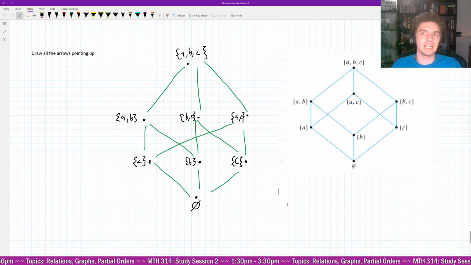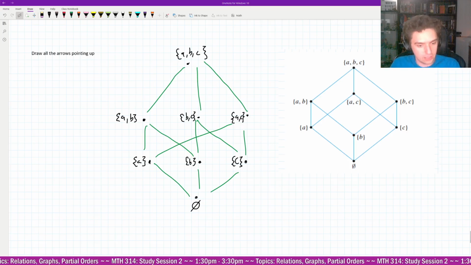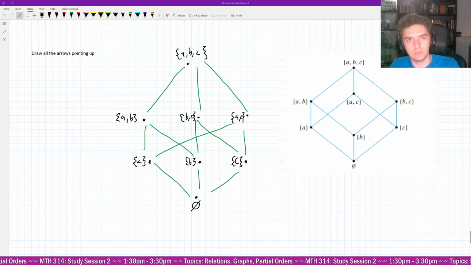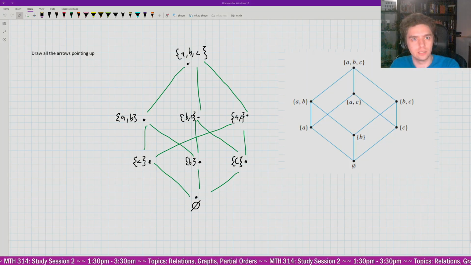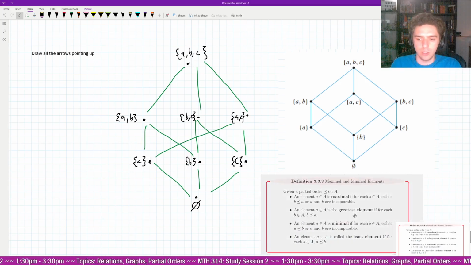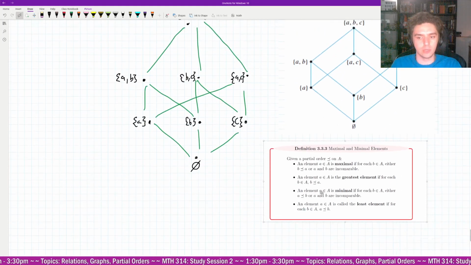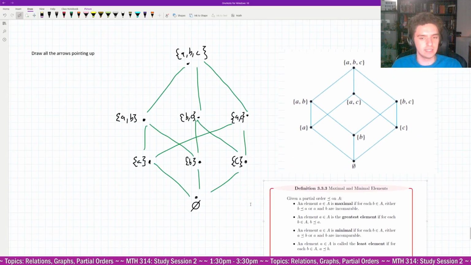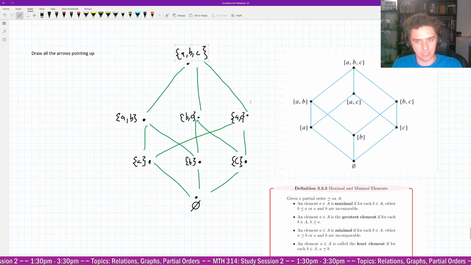A greatest element is an element which is greater than all other elements in the set. Let me get the actual definition for all these things. You can ask about a greatest element. Is there a greatest element here? What do you guys think? Yeah, ABC. ABC is the greatest element.